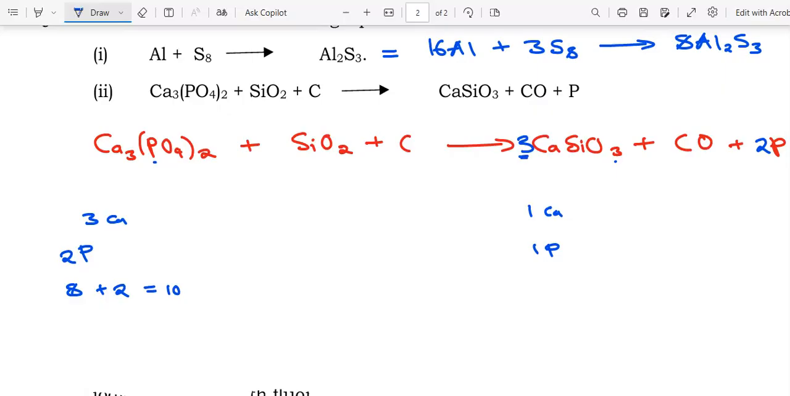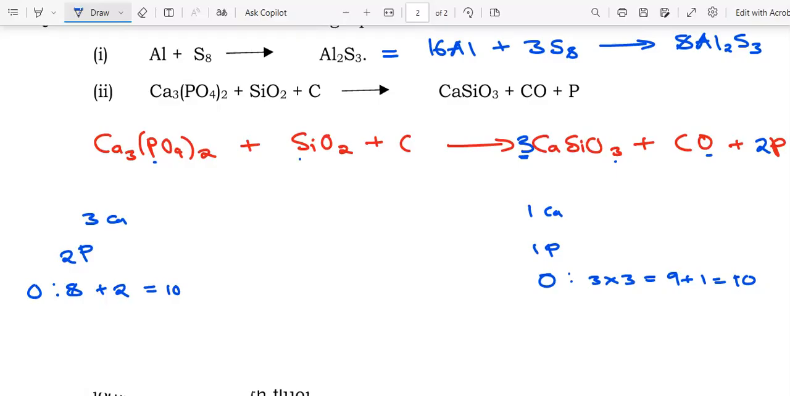So we're going to have 9. We are talking now about oxygen. We're going to have 3 by 3 which is 9, plus this we get 10. This means in our first place, oxygen is balanced. Let's go ahead and balance silicon.